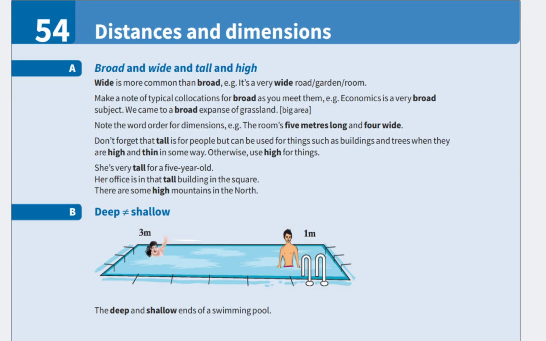B. Deep and shallow. The opposite of deep is shallow. A swimming pool may have a deep end and a shallow end. In the illustration, the deep end is 3 meters deep, while the shallow end is 1 meter deep. We can say, the swimming pool has a deep end and a shallow end.